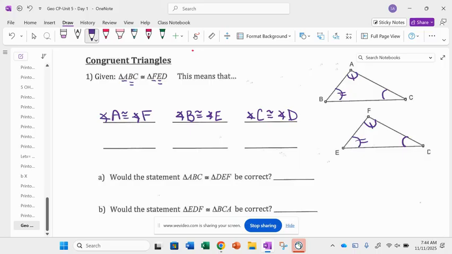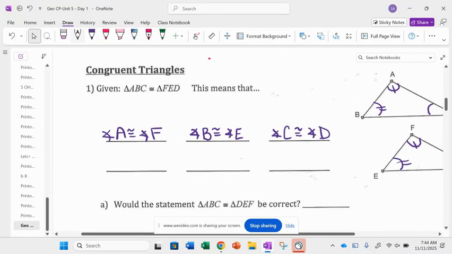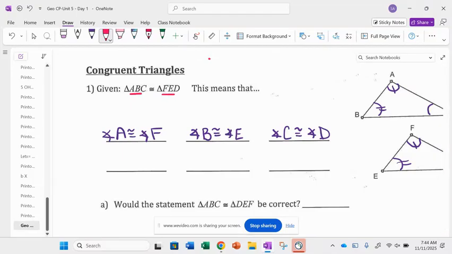Okay, so now we know that since these triangles are congruent, every pair of corresponding angles are congruent. But now also every pair of corresponding sides are congruent, meaning they're the same length. Well, how would we know which sides correspond? Again, we're going to go back to the letters. So see how AB is written first and FE is written first? That means AB is going to correspond to FE, and they're going to be the ones that are congruent. So AB congruent to FE.